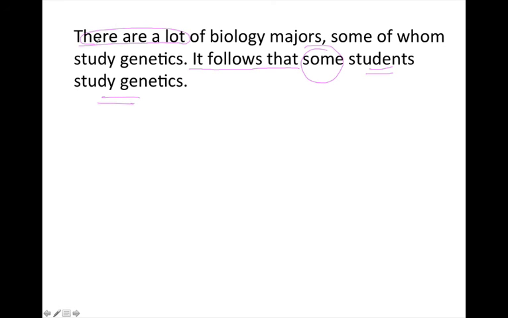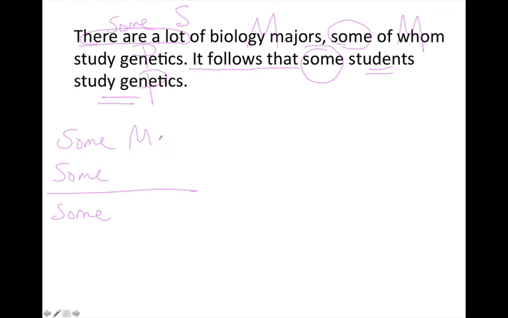That's some again. Some, right? So we're going to have some, and some. So let's go with the middle term first. We've got biology majors. So there are a lot of biology majors. Some biology majors study genetics. So it looks like biology majors is the middle term. And students who study genetics is the predicate class. And then let's do S for students who are biology majors. So some M are P, some S are M, some S are P.